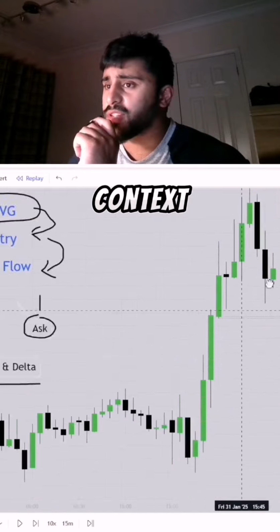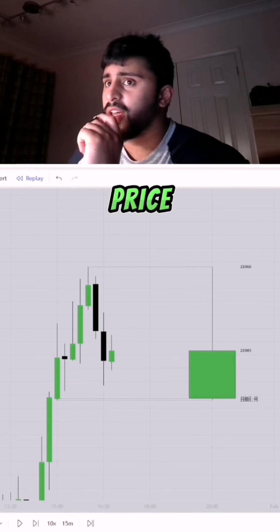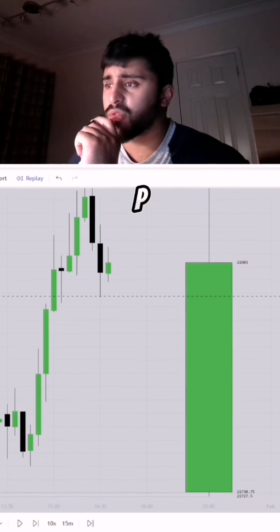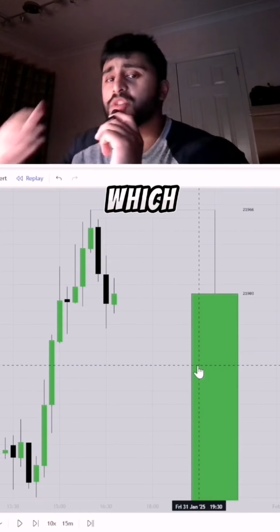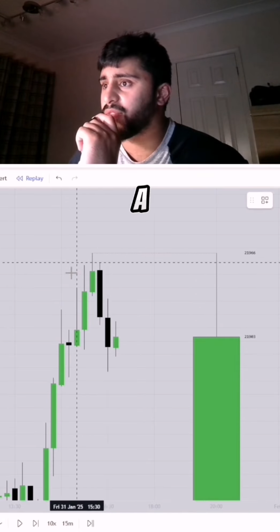So what we have over here for context, we have the Asian range down here, and price is now well above the daily opening price. Just to give you my settings on the PO3, let's go to the daily PO3. So the daily PO3, we can see we have a massive green candle, which means we've expanded above the daily opening. And now from here, what we're looking for is a fair value gap.